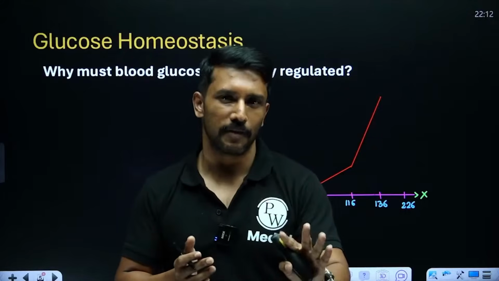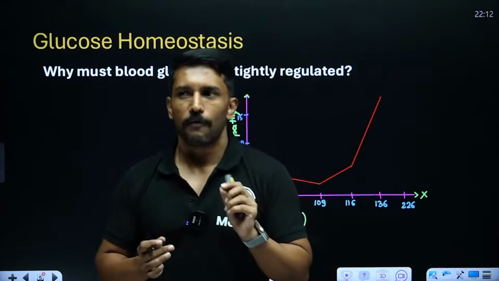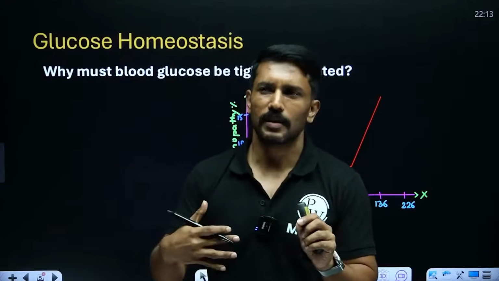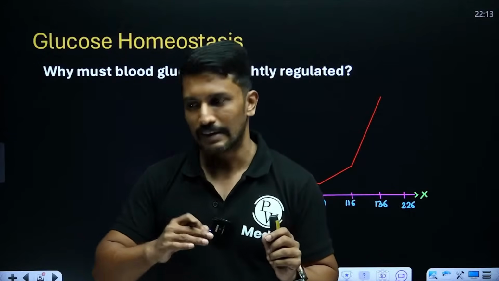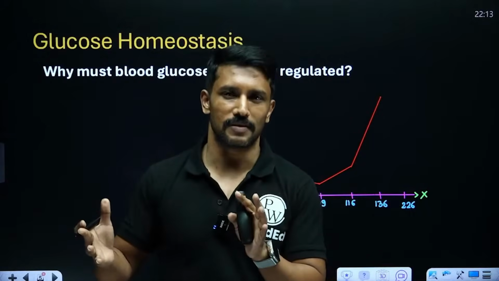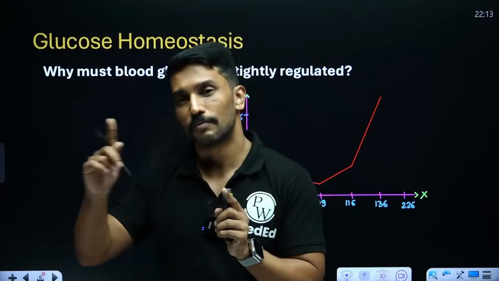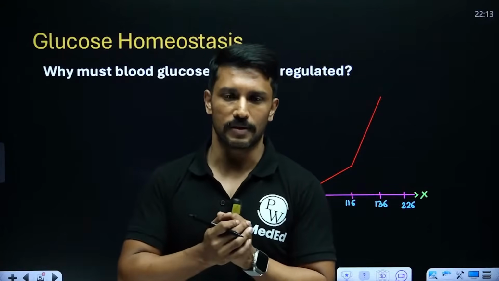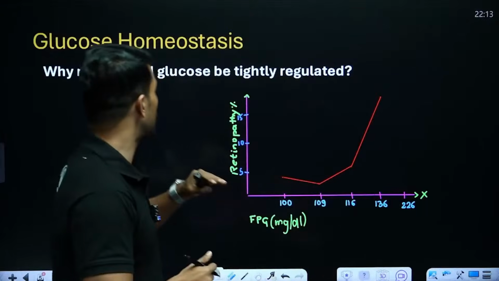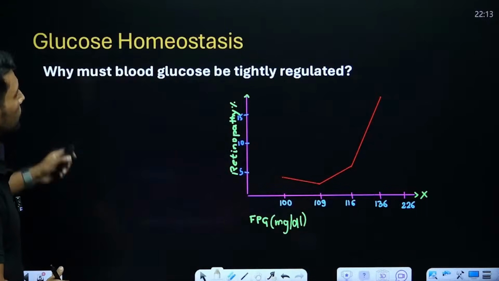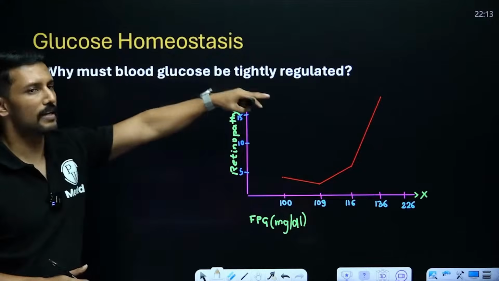And if you ask me, if I develop diabetes, I will literally go into depression in comparison to me developing some infectious diseases, because diabetes has plenty of long-term consequences. And that's why it's very important for us to understand why glucose must be tightly regulated, right?